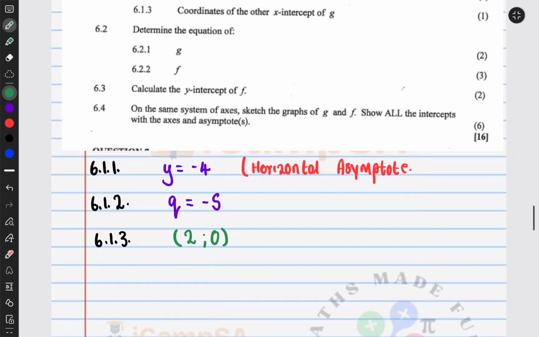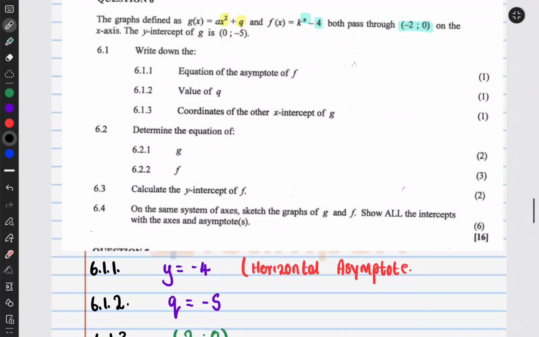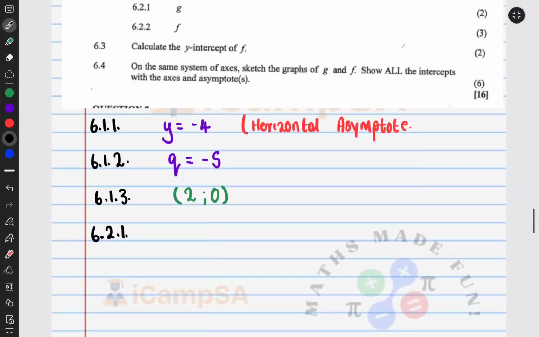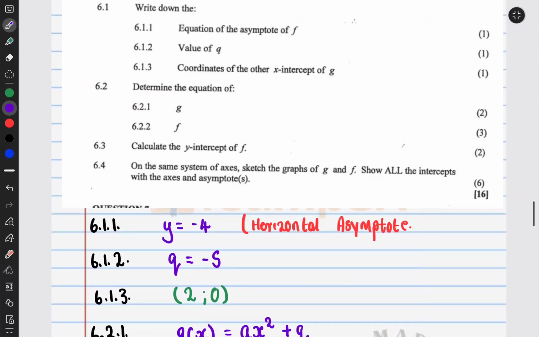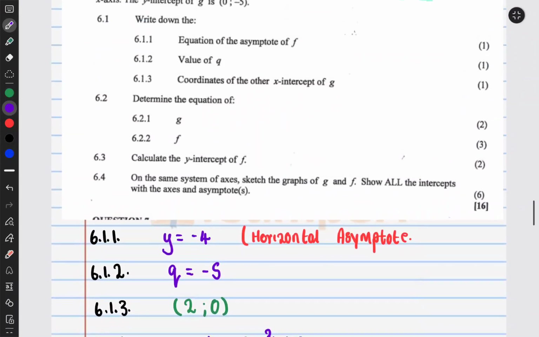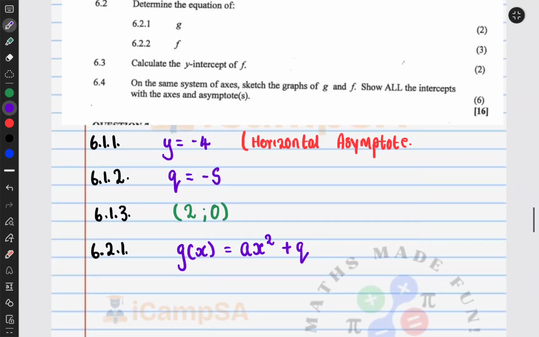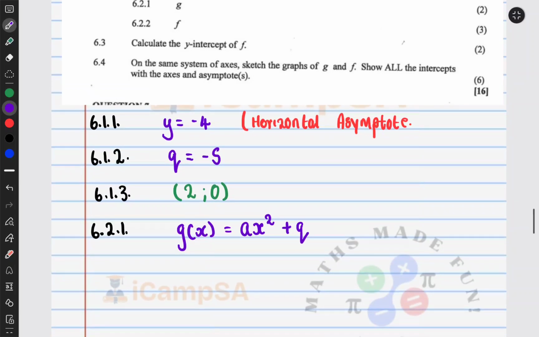Okay, and then for 6.2, we are asked to determine the equation, 6.2.1, the equation of g. What is g at x? G at x is equal to ax squared plus q. We have already determined the value of q, and we have the coordinates of the x-intercepts we can use to solve for a.